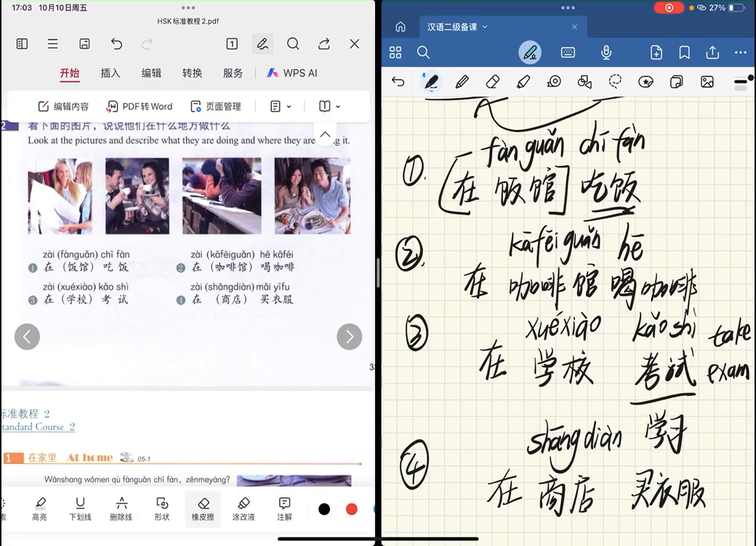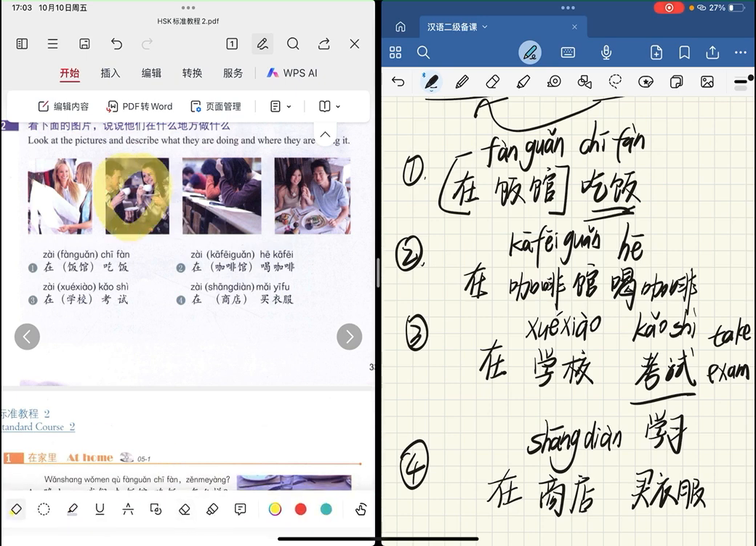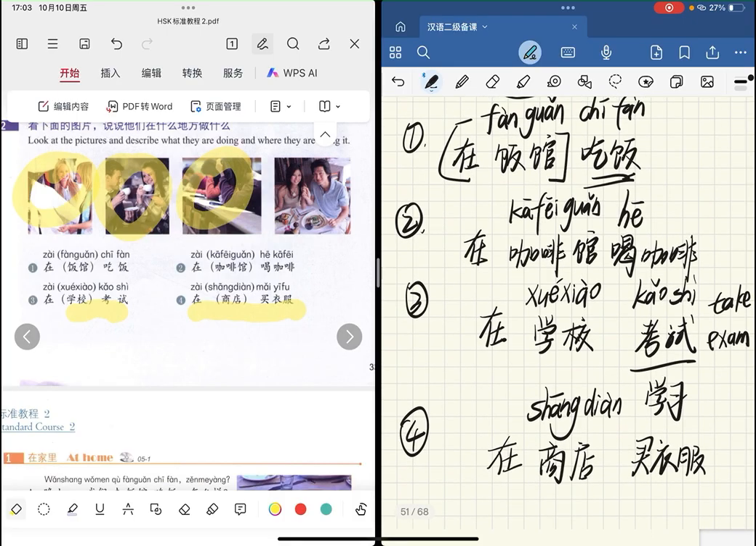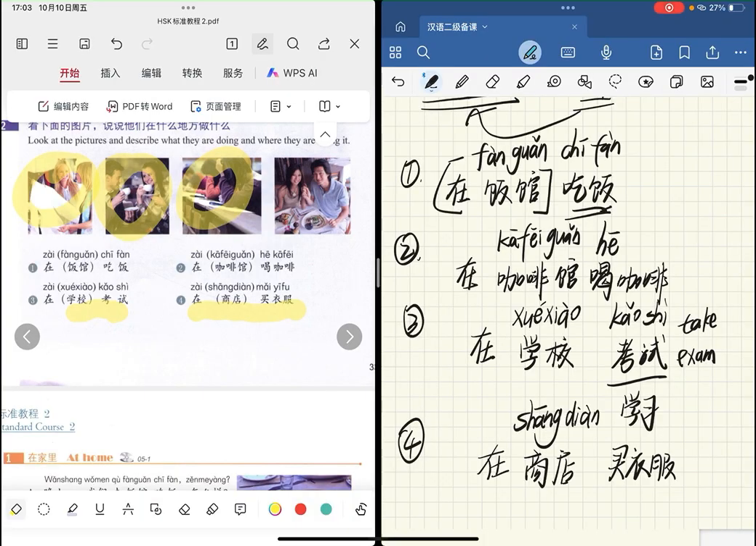So the first one, 在饭馆吃饭, is the picture on the right. 在咖啡馆喝咖啡. So it's this one, right? 在学校考试, OK, is this one. 在商店买衣服, this one.